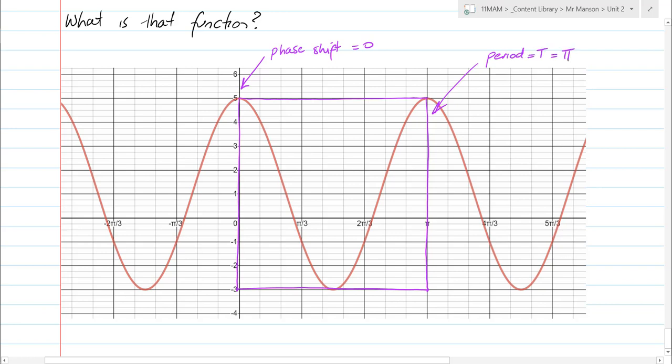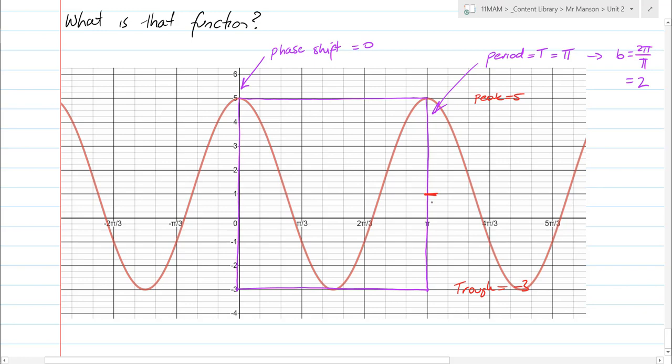It's got a period of pi, and that implies, of course, that my b value equals 2 pi over T, which equals 2 pi over pi, which equals 2. So I've got a b value of 2. I'll do this in a different colour so it stands out. Let's go red. It's got a peak of 5 and a trough of -3. Now, it turns out my midline is 1, but the midline is not always easy to see.